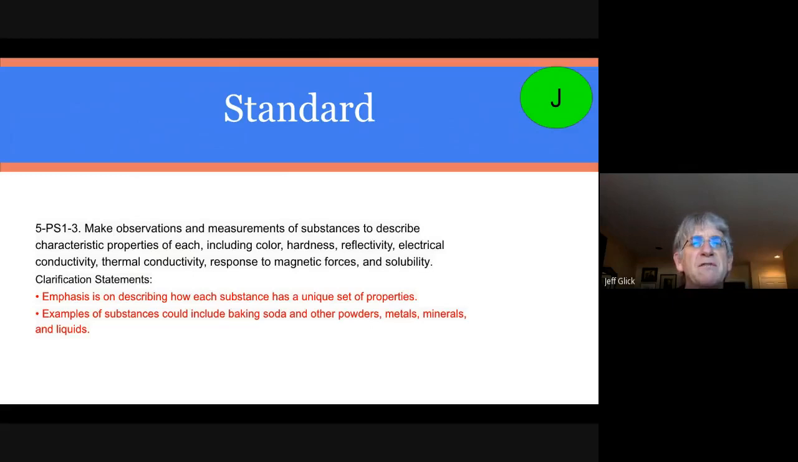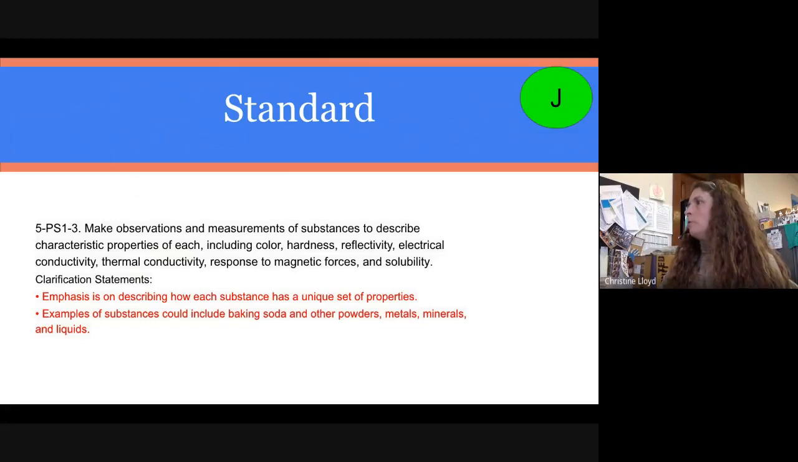So we're going to just take a minute, and we picked a standard which was on measurement and observation of substances. So we're looking at characteristic properties. Some of the properties would include color, hardness, reflectivity, electrical conductivity, thermal conductivity, response to magnets, or solubility. What I want you to do is to pick any one of those words and write down what it is that you feel you know about that in terms of the standard. So it could be property. You might choose color. You might choose magnetism. Choose one of those words and do first word.